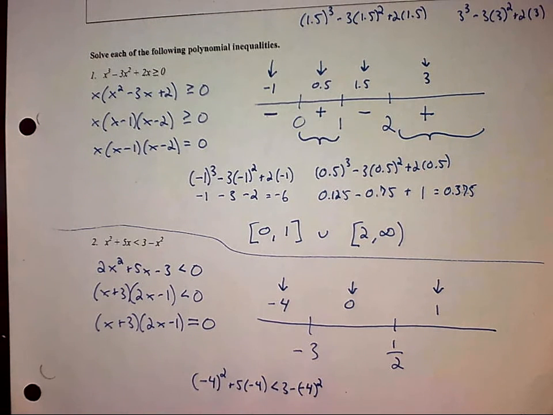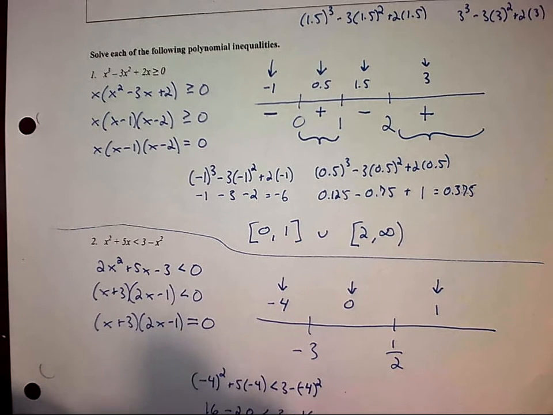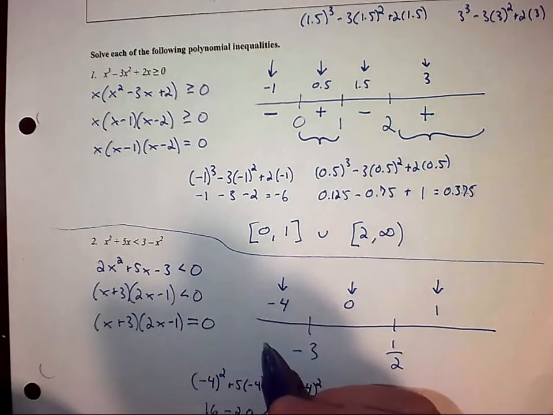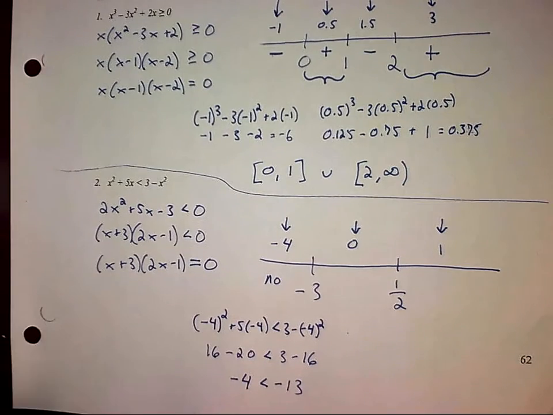If we do this, we're going to see that, well, let's do it. Here, negative 4, this is 16 minus 20. Is that less than 3 minus 16? So is negative 4 strictly less than negative 13? Nope. So, nope. That section, oh, let me scroll up a little bit.